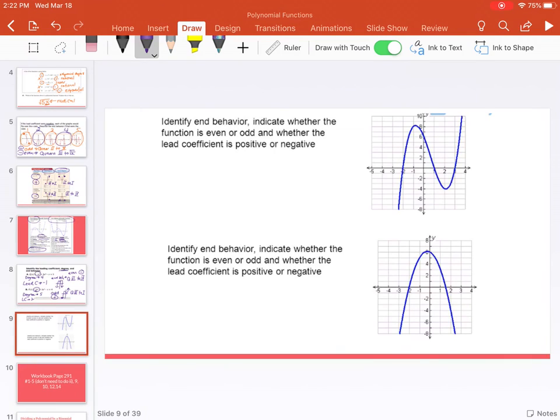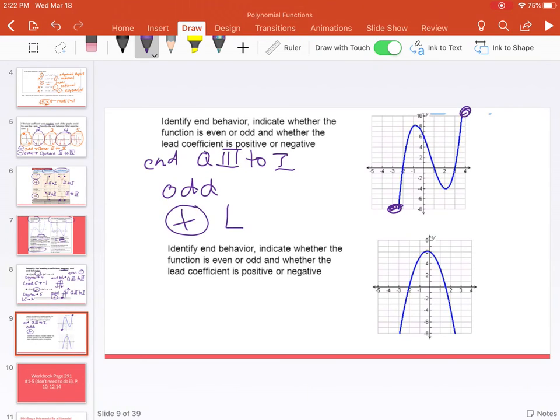So this time they gave us a picture of a graph and asked for some different terms. First of all, my end behavior, just looking at it, those are my ends of the graph. So my end behavior is from quadrant 3 to quadrant 1. Okay, we know that this is an odd degree graph because of the nature of the graph. And we also know that it's going to have a positive leading coefficient because it's going upwards. When you look at it from left to right, it is going up. So it has to have a positive leading coefficient.